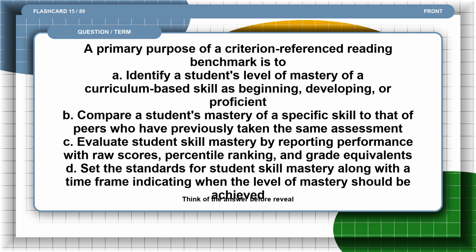Flashcard 15. A primary purpose of a criterion referenced reading benchmark is to A. Identify a student's level of mastery of a curriculum-based skill as beginning, developing, or proficient. B. Compare a student's mastery of a specific skill to that of peers who have previously taken the same assessment. C. Evaluate student skill mastery by reporting performance with raw scores, percentile ranking, and grade equivalence. D. Set the standards for student skill mastery along with a time frame indicating when the level of mastery should be achieved. Pause and think of the answer before the reveal.